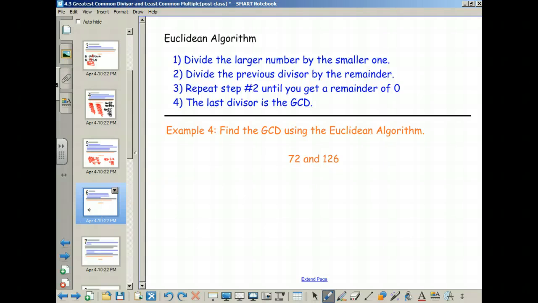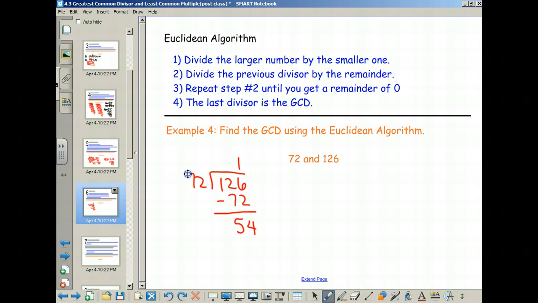Alright, the Euclidean algorithm is a really interesting one that you probably have not seen before. But it works really well, and it works really quickly, too, kind of like the last one. Here's what you do. You divide the larger number by the smaller one. Okay, so 72, we're trying to divide 126 by it. So how many times does 72 go into 126? Once, and I multiply 1 times 72, 72, and I subtract. So what's 126 minus 72? 54. Now, one note right here is that the number here better be less than the number you're dividing by, or you've missed something.